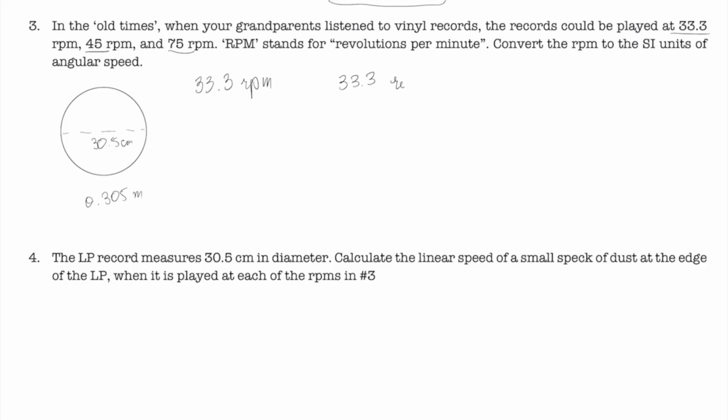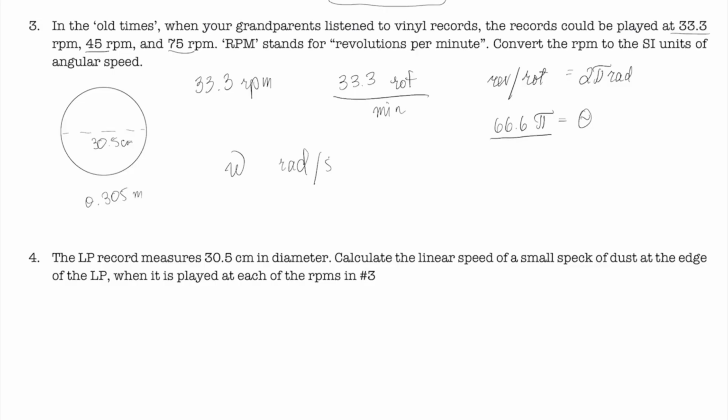33.3 rotations per minute. Remember how we said omega and we were measuring it in rads per second, not in RPMs. We need to convert RPM to radians per second. Each rotation or each rev is 2 pi radians. So 66.6 pi. I multiplied 33.3 times 2 and then carried pi over. That is going to be our theta.